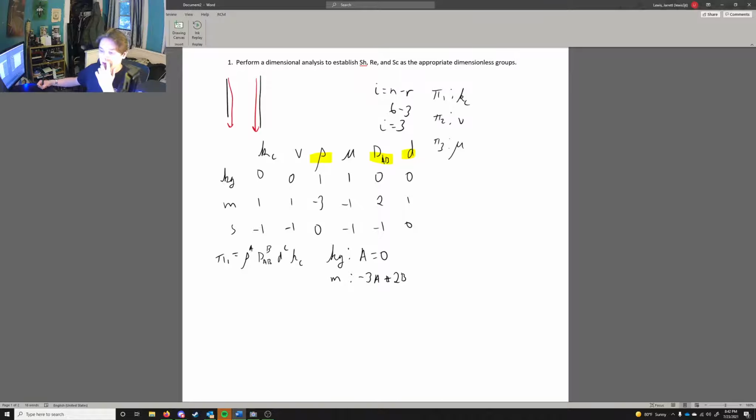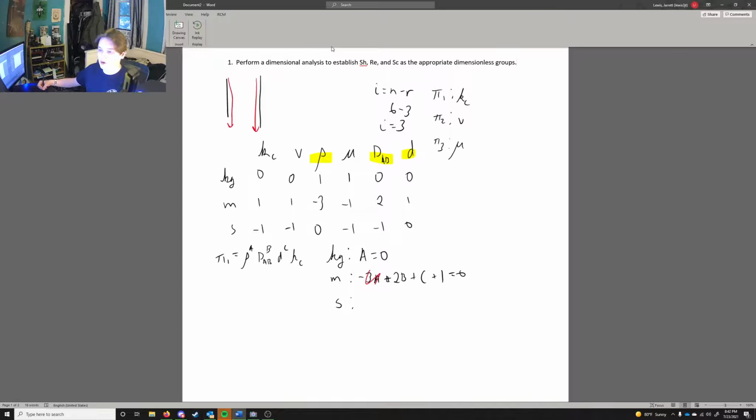And then we have our diameter, which is just +1, so B plus C. And our mass transfer coefficient has meters equal to 1, so we'll just do +1 equals 0. We can already cancel out the A since we know it's 0, but we don't have enough information yet to figure out the rest of it. So we will move on to seconds and then do the same.